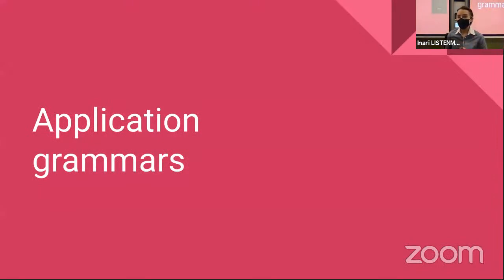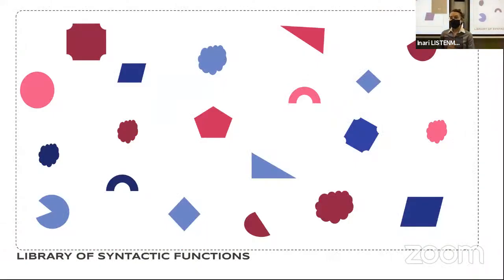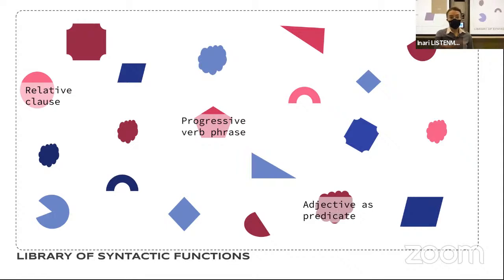Okay, and this is today's topic, application grammars. What we have seen previously this week, we have talked a lot about linguistic syntax, and yesterday we talked about the Resource Grammar Library. So for example, these abstract shapes could represent the syntactic construction for a relative clause, or the syntactic construction for a progressive verb phrase. The syntactic construction could be adjective as predicative, and so on.